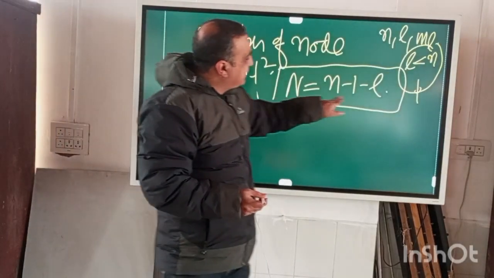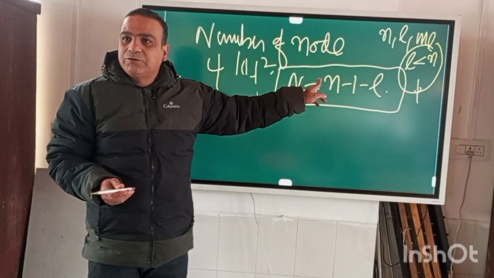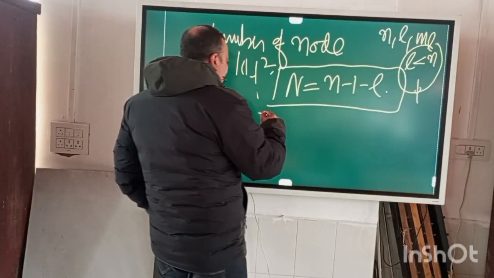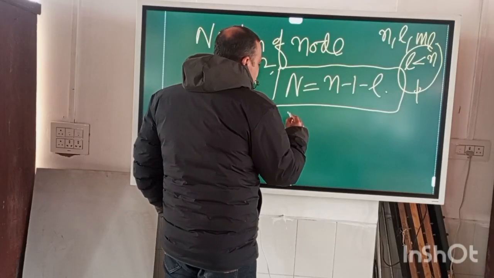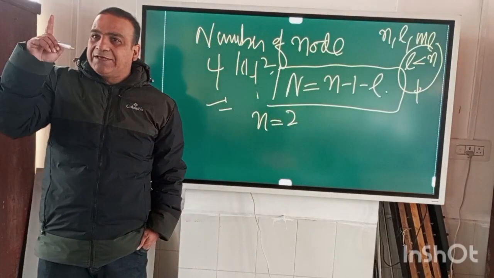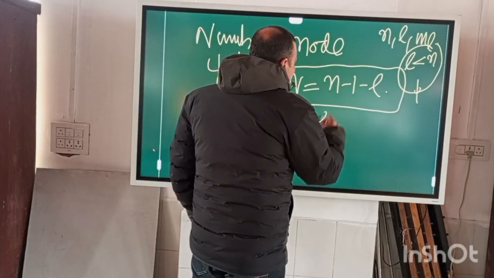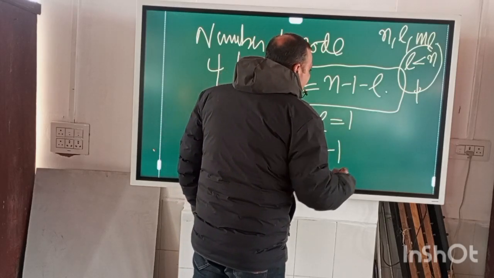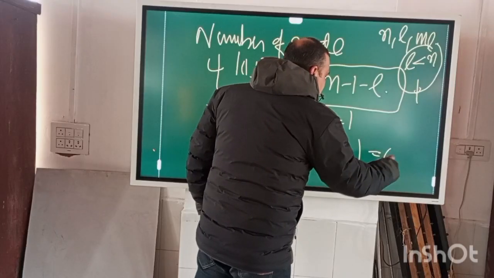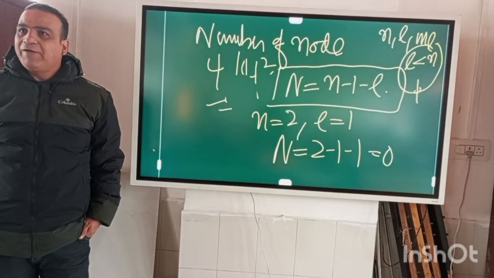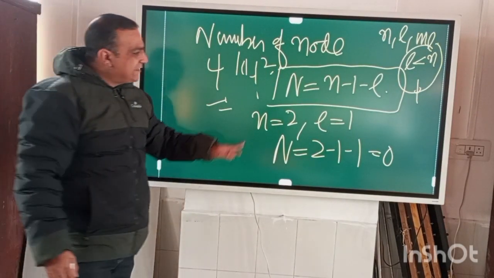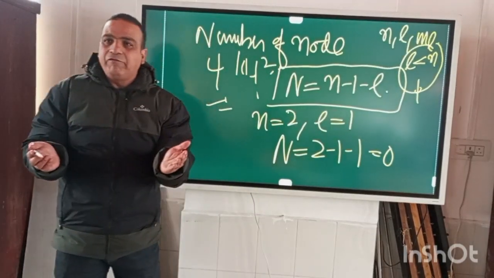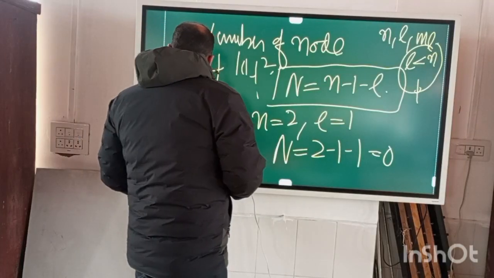Now see, this simple formula will give you the number of nodes, and you can calculate the number of nodes. Say, for example, n equal to 2 means 2s, and l is equal to 1. What will be the number of nodes here? That will be 2 minus 1 minus 1, which is equal to 0. You will not find any nodes in this state. In a similar way, for n equal to 2 and l equal to 0, you can calculate the number of nodes. Clear?